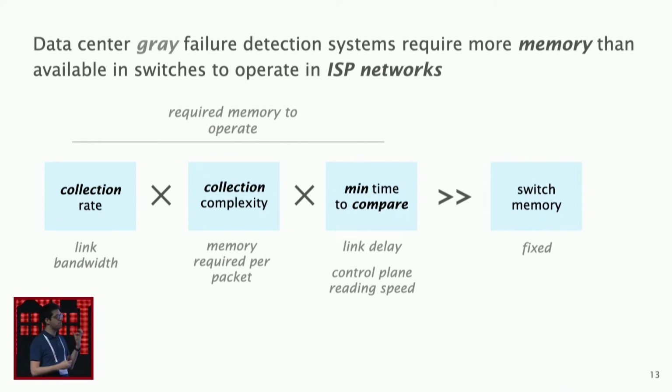And now, this depends on the link delay, if, for example, two switches are communicating this information, or also on the capacity a control plane has, or the speed at which the control plane can read this information. And here's the key problem: the required memory is way bigger than we have in switches nowadays.